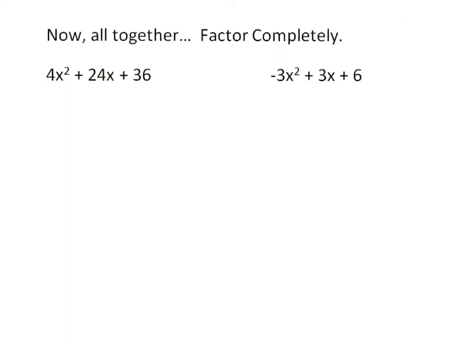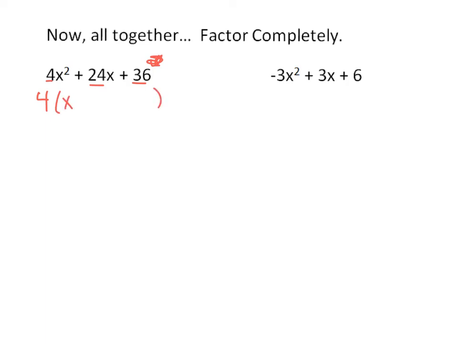Okay, so now all together, what we need to do is factor completely. So the first thing we want to do when we factor is take out our GCF. So we've been practicing that. I'm going to go ahead and factor a 4 out because each of these is divisible by 4. And notice there's no x that I can factor out because 36 does not have an x variable with it. All right, so factor out a 4.